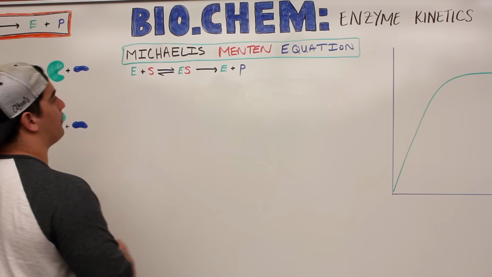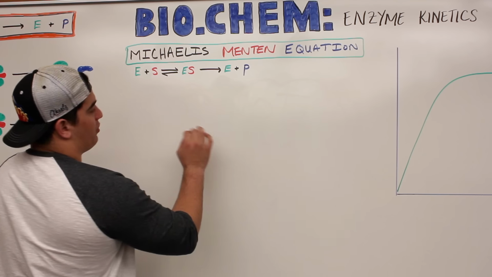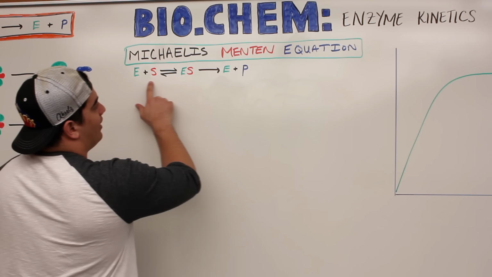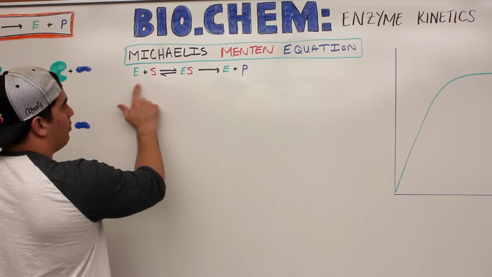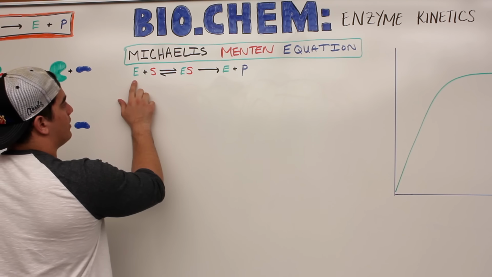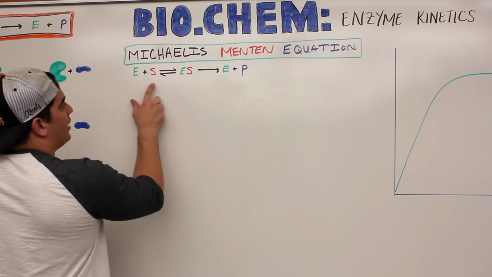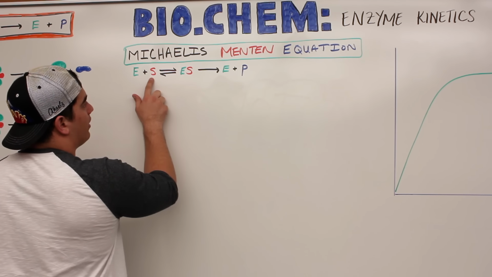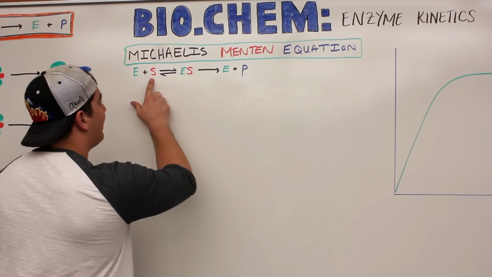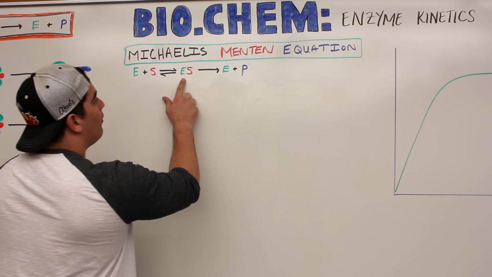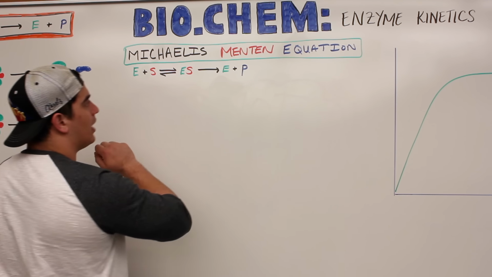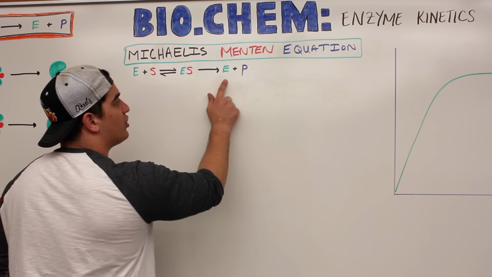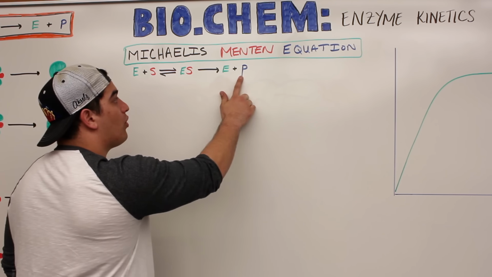All right, so the first thing, I wrote here Michaelis-Menten equation. We're going to derive it. I'm going to show you how we get to that point. But we need to understand this general reaction right here. So what does E stand for? It stands for the enzyme. So an enzyme is reacting with the substrate. And when it reacts with the substrate through an induced fit or a lock and key model, it'll form an enzyme-substrate complex. And then that enzyme-substrate complex will dissociate into enzyme and product.